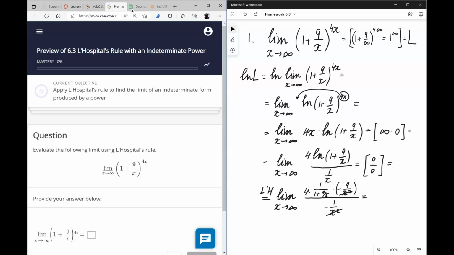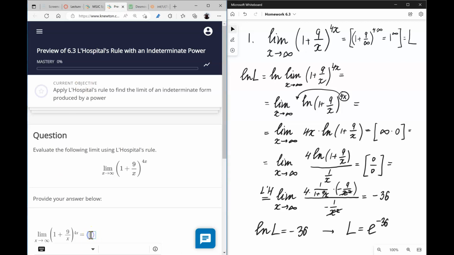And what do we have here? We have -36. But remember, -36 is just ln of L. So if you want to find L, then we have to exponentiate both sides. So L is e to the power -36.